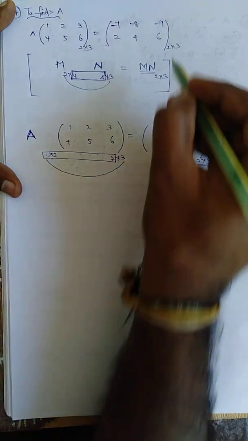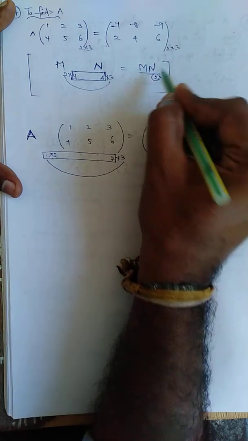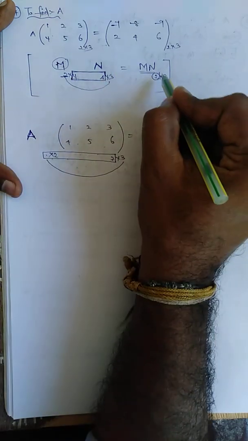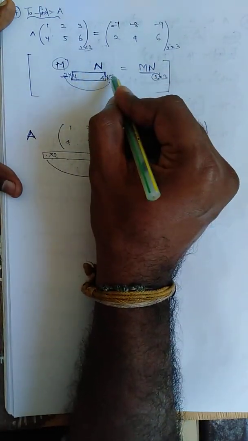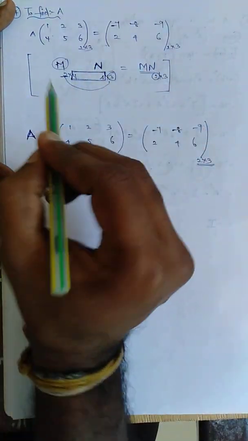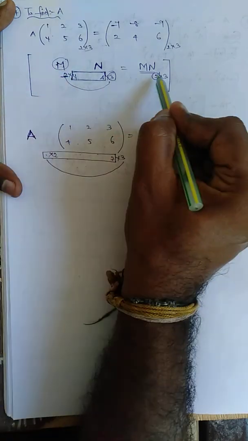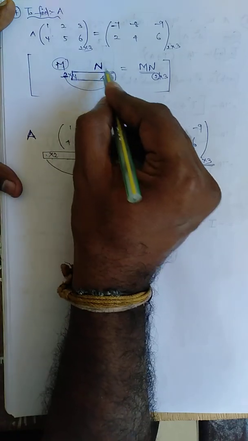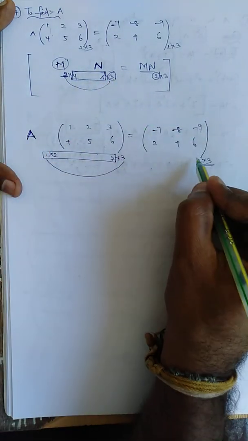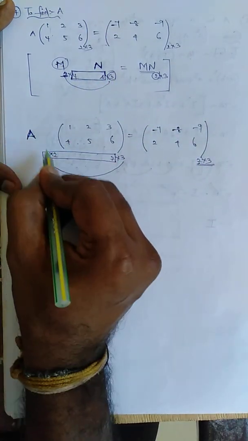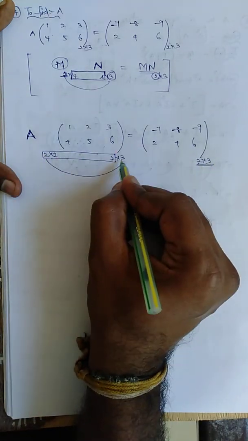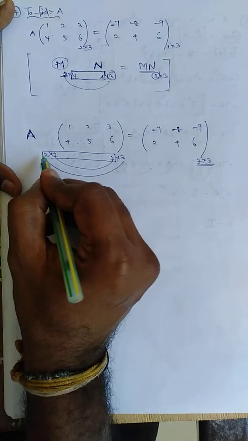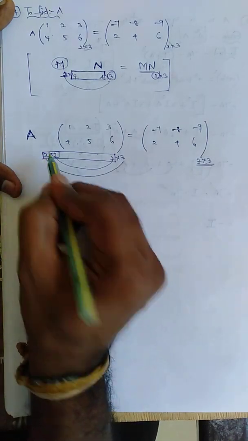Listen very carefully. This 2 comes from the first matrix row, and this 3 comes from the second matrix column. The first matrix row is 2, and the second matrix column is 3. So the order for the A matrix is 2 cross 2.